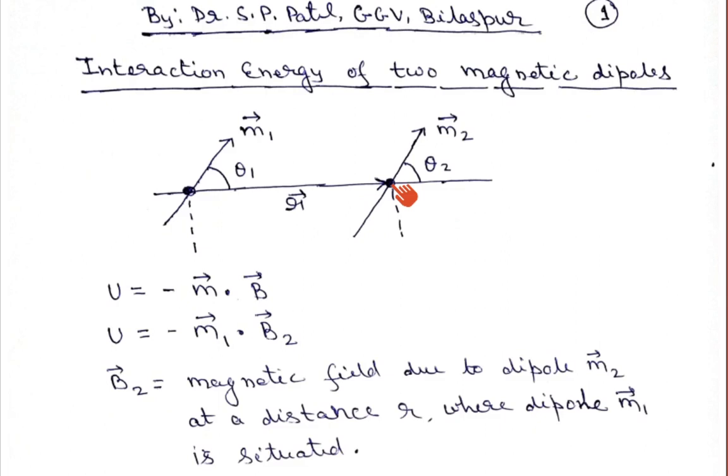Here in this case, I have taken dipole M1, which is placed in a magnetic field, but here we have not applied any magnetic field. Because of the presence of dipole M2, there will be a magnetic field which will act on dipole M1. That is why we can write the energy of interaction between these two dipoles as U is equal to minus M1 dot B2. Dipole M1 is there and the magnetic field is due to dipole M2. That is why they are interacting with each other.